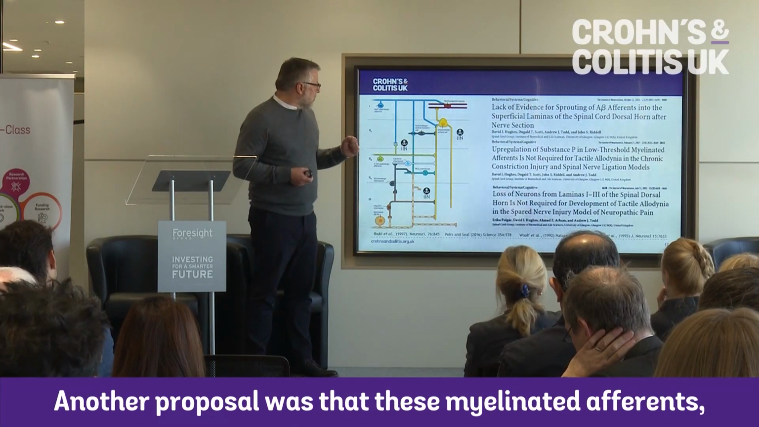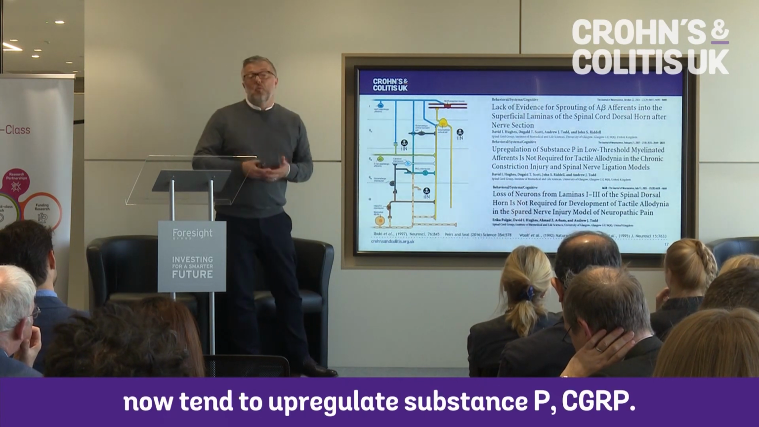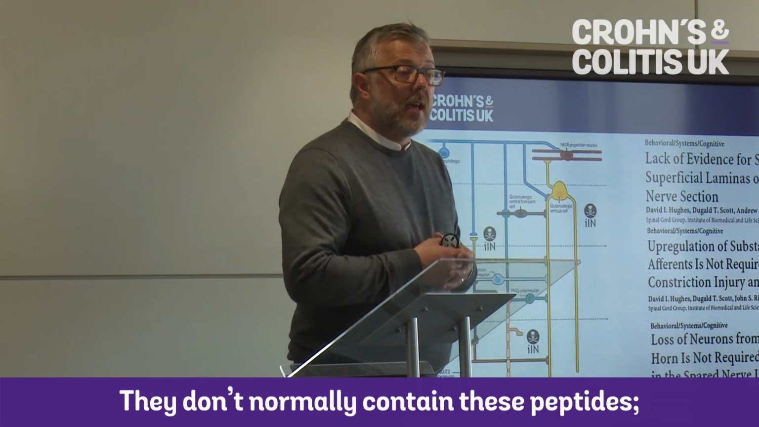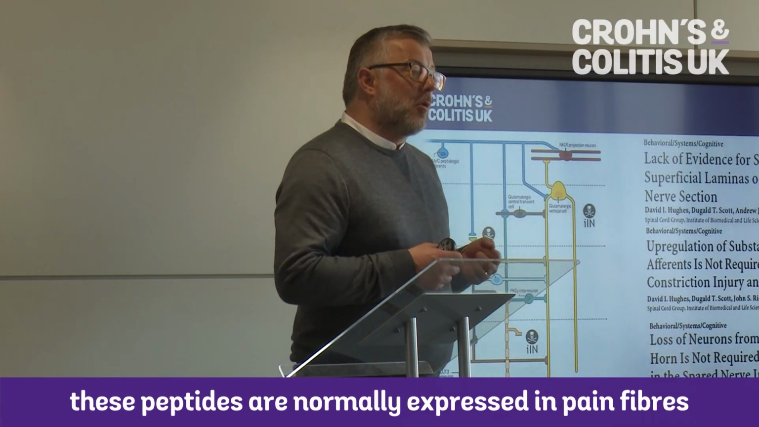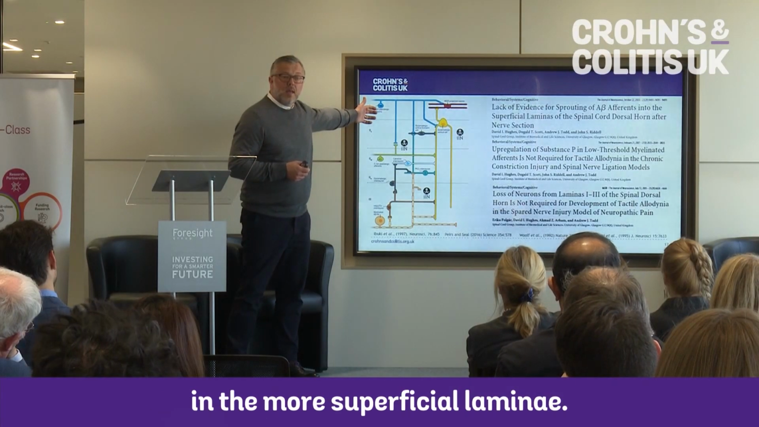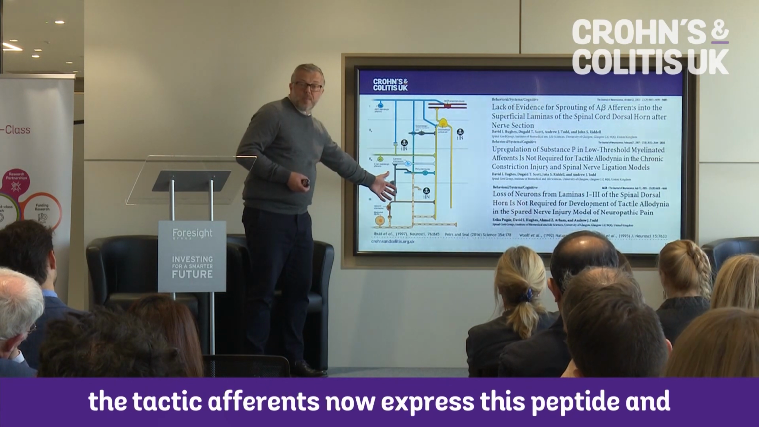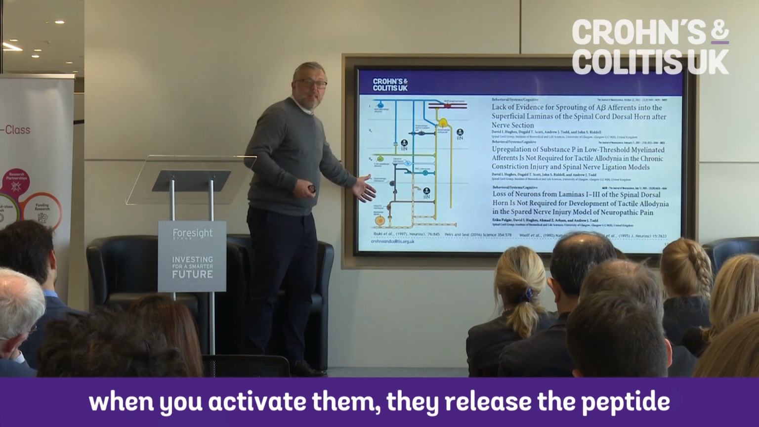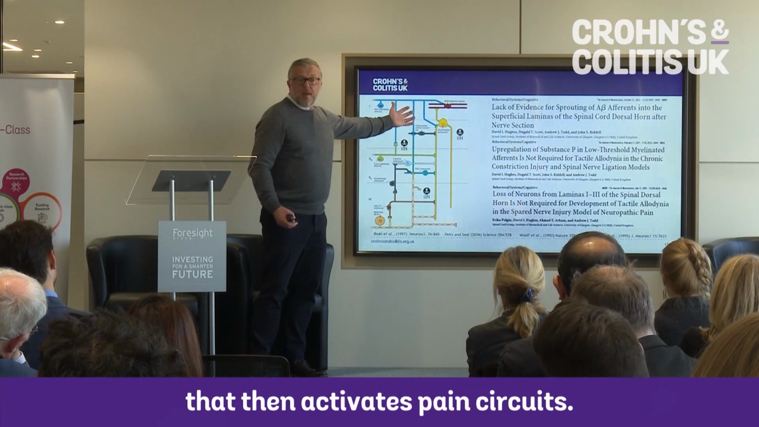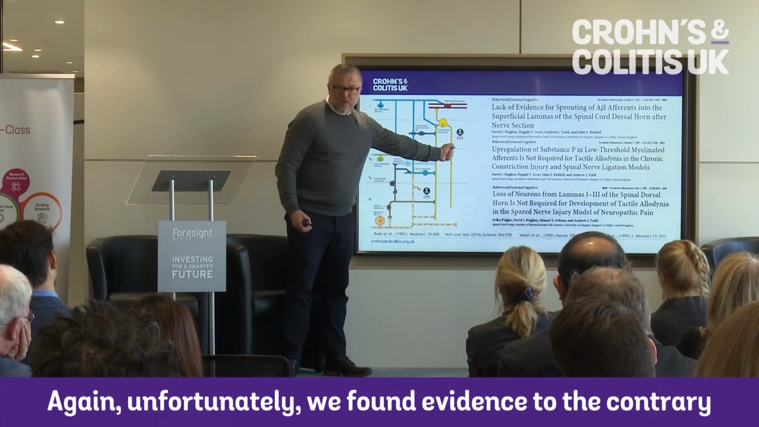Another proposal was that these myelinated afferents after peripheral nerve injury now tend to upregulate substance P and CGRP. They don't normally contain these peptides. These peptides are normally expressed in pain fibers that terminate in the more superficial laminae. But this hypothesis suggested that after damage, the tactile afferents now express this peptide, and when you activate them, they release the peptide, which then diffuses across the laminae to activate pain circuits. Once again, unfortunately, we found evidence to the contrary.